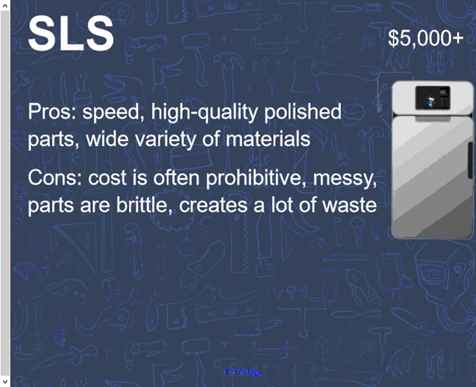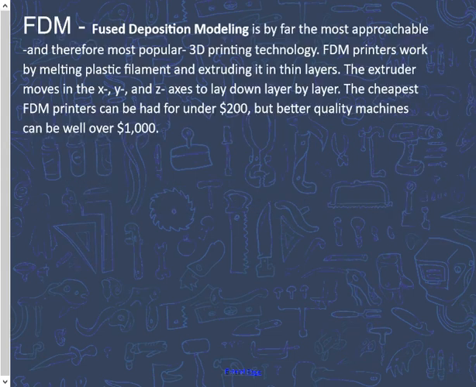The third type, and the type that we're going to be most interested in, is FDM, Fused Deposition Modeling. It's the most approachable method in the sense that it's the most attainable. It's the cheapest. There are the most of them out there, and it's by far the most popular. So if you've been picturing a 3D printer, you've probably been picturing an FDM printer. The one that's in my classroom is an FDM printer.